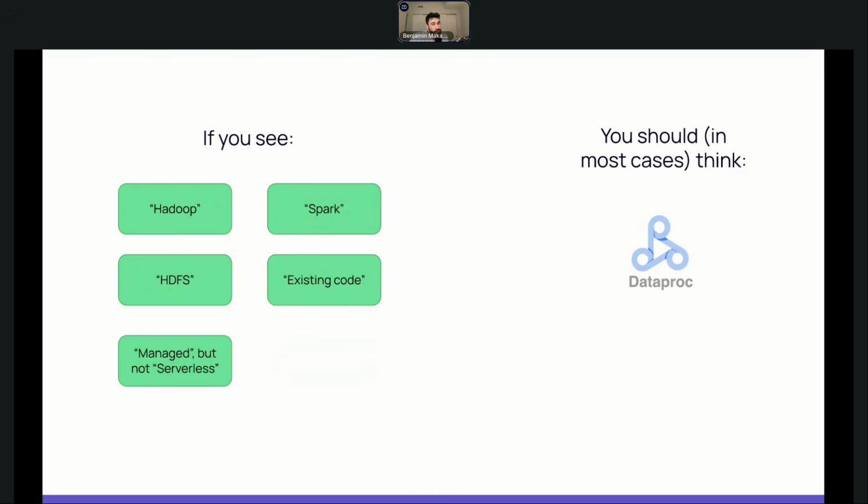So a lot of the times when Dataproc is the answer, the use case involves an existing workload, like a migration, where the team is familiar with Hadoop or Spark. So I have that here under the phrase of existing code. And then also Dataproc, as I mentioned a few slides ago, is managed but not serverless.